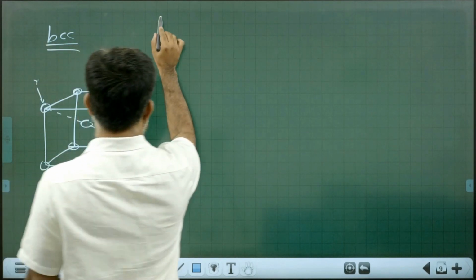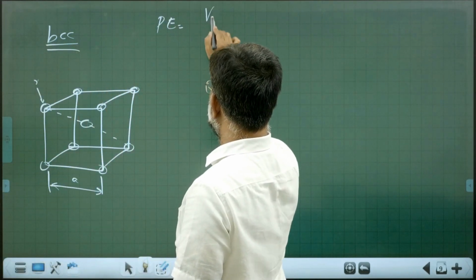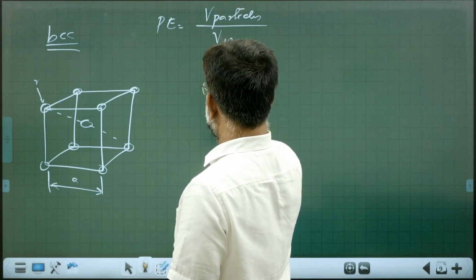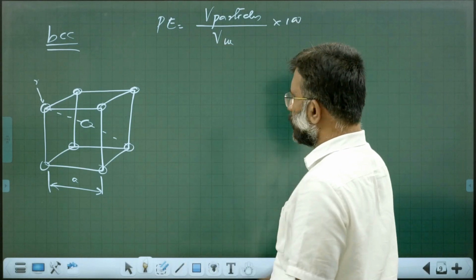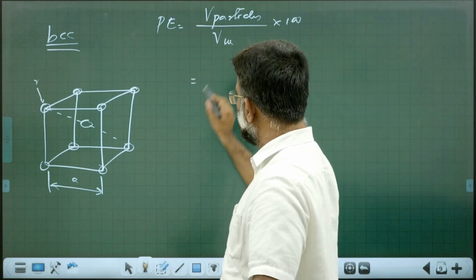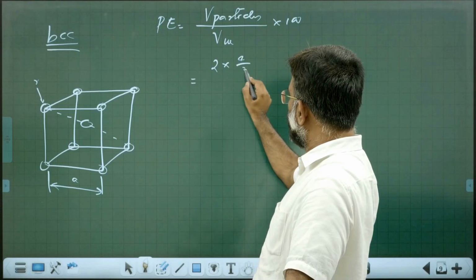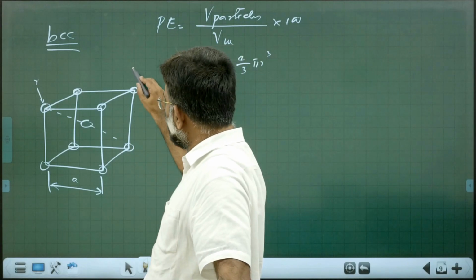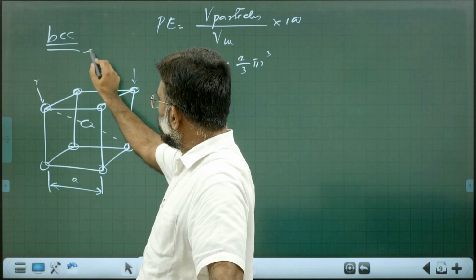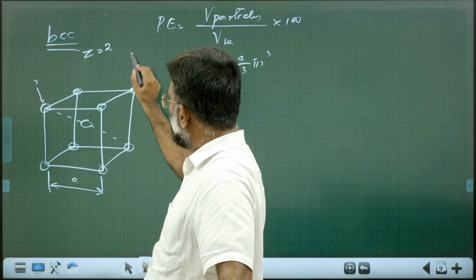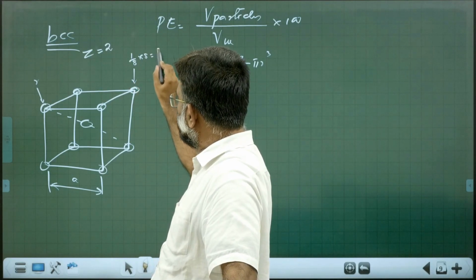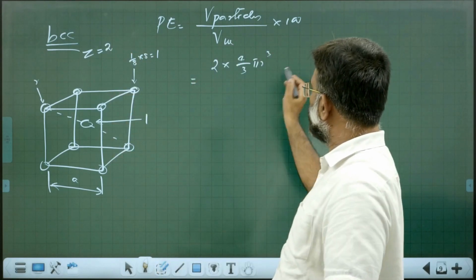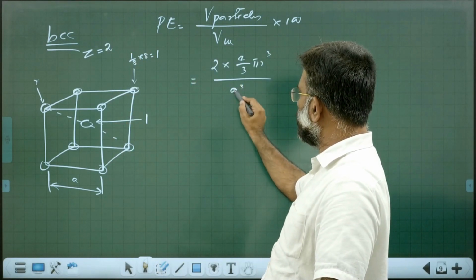Now once again, packing efficiency equal to volume of particles divided by volume of unit cell into 100. So what is the volume of the particle? It is 2 into 4 by 3 pi r cube. How it is 2? There is corner particle. The rank is 2. For BCC, rank is 2. Corner particle 1 by 8 into 8 equal to 1. And body center particle 1. 1 plus 1, 2. 2 into 4 by 3 pi r cube divided by a cube.